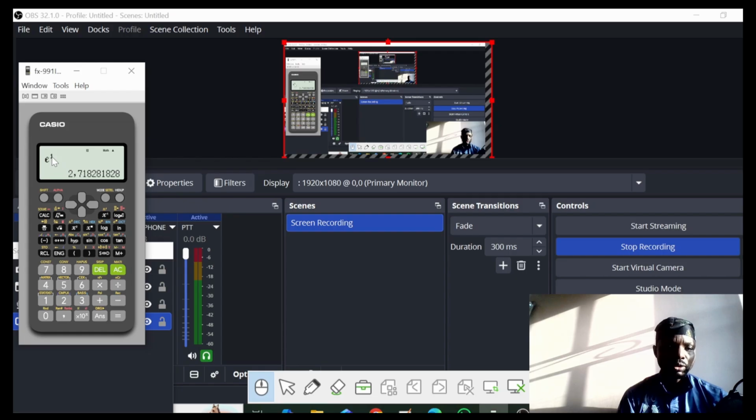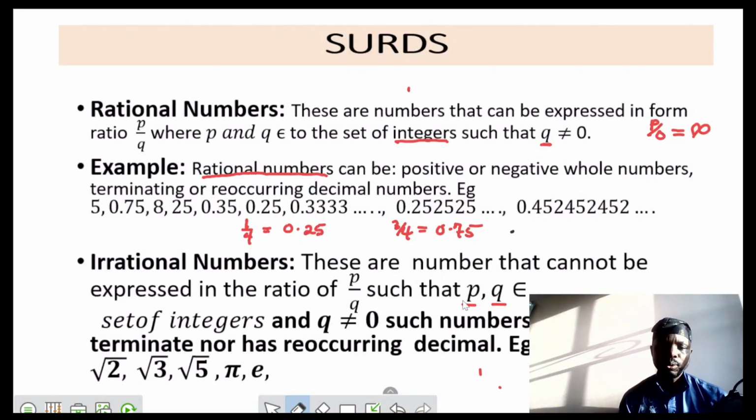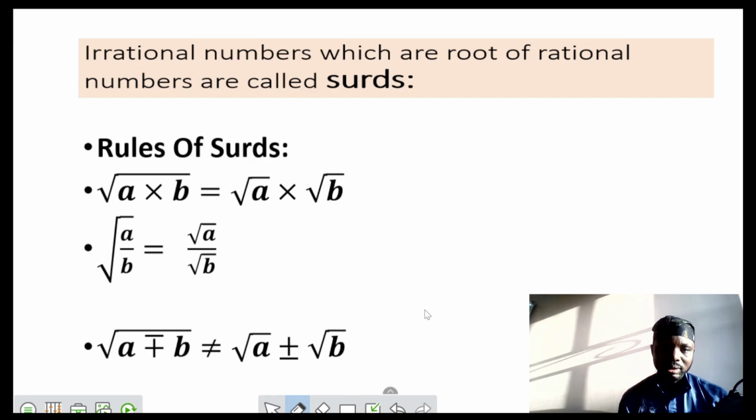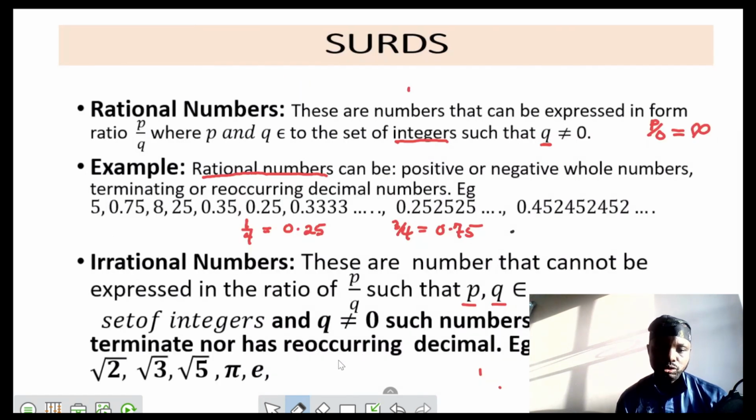So why am I putting e raised to the power of 1? Because e raised to the power 1 is the same thing as e. So that's how we have e raised to the power. These numbers are irrational numbers. But another form of irrational number is the square root of, let's say, prime numbers: root 2, root 3, and so on. All those irrational numbers which are roots of rational numbers are called so. Examples of irrational numbers are the roots of prime numbers, like root 2, root 3, root 5, root 7.